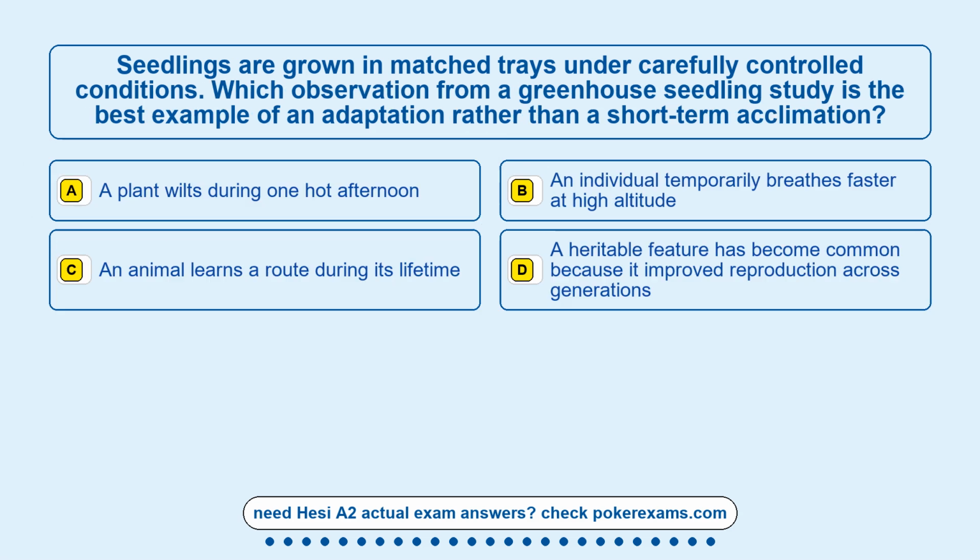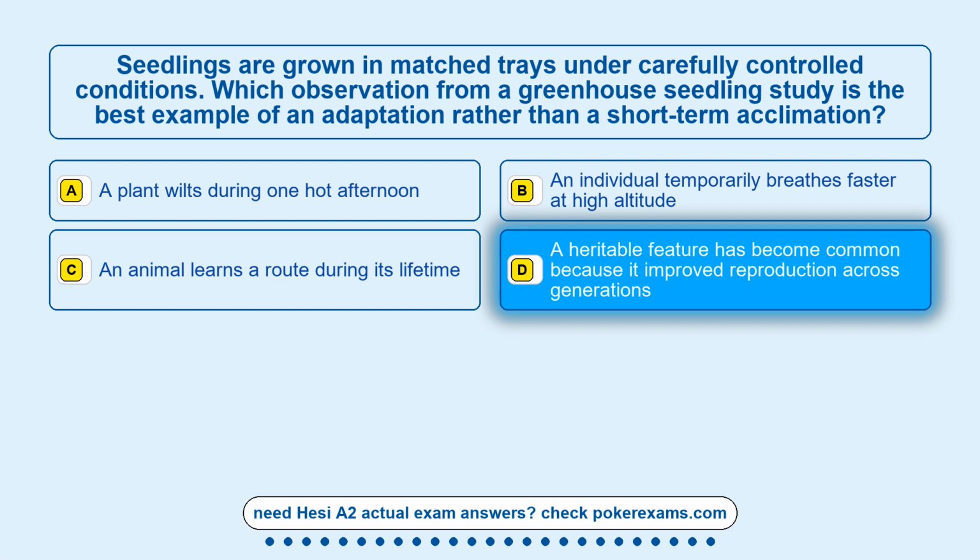Question 11. Seedlings are grown in matched trays under carefully controlled conditions. Which observation from a greenhouse seedling study is the best example of an adaptation rather than a short-term acclimation? Option A. A plant wilts during one hot afternoon. Option B. An individual temporarily breathes faster at high altitude. Option C. An animal learns a route during its lifetime. Option D. A heritable feature has become common because it improved reproduction across generations. The correct answer is option D.